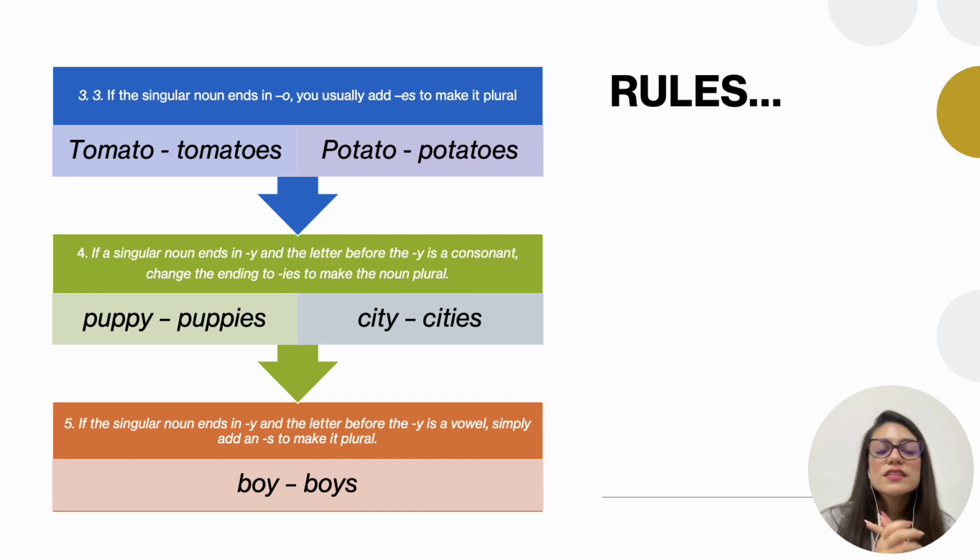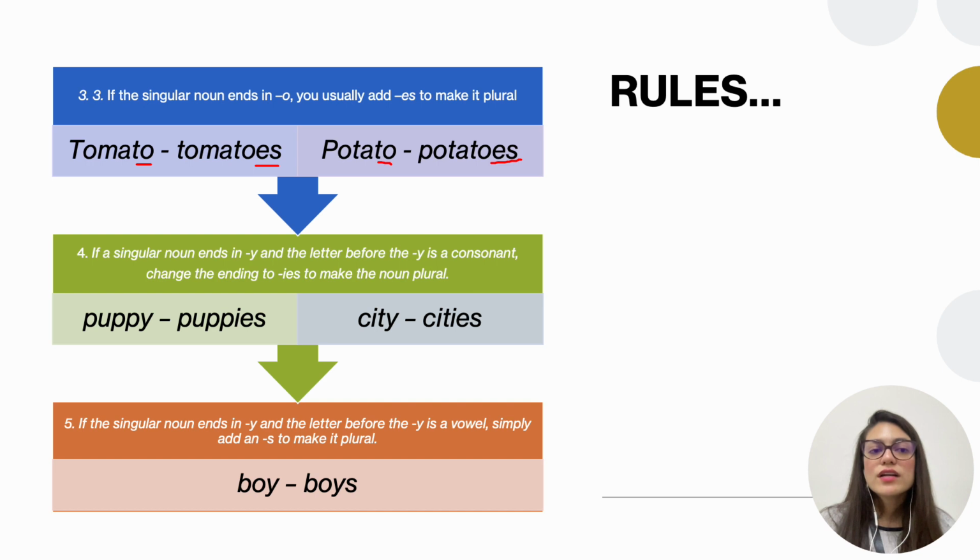Then, if the singular noun ends in O, you usually have to add ES to make it plural. For example, tomato ends with O, so we're going to add ES, tomatoes. It's the same with potato, ends with O, so we have to add the ES, potatoes.